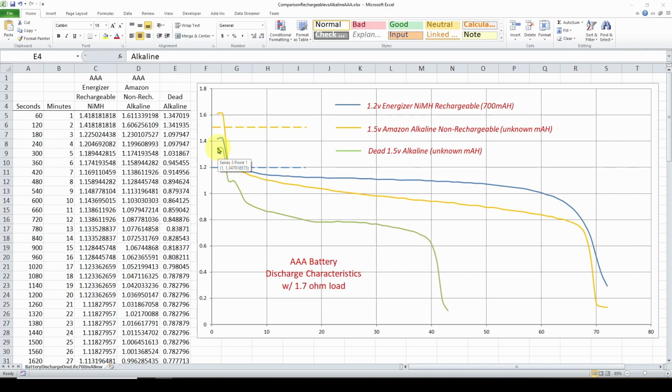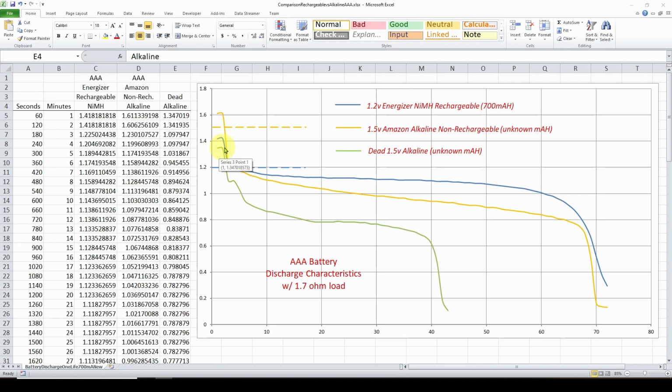So you may have noticed with this dead 1.5 volt alkaline, I connected it to a load right here, this red graph, connected it to our 1.7 ohm load when it was dead, after it had been totally discharged. And you can see the voltage was about 1.35 volts. And that's for a dead battery. This is with no load connected. It starts out at 1.35. As soon as I connect load, it drops down to almost nothing. But this is a 1.5 volt battery. It's dead, and with no load, it's measuring 1.35 volts.